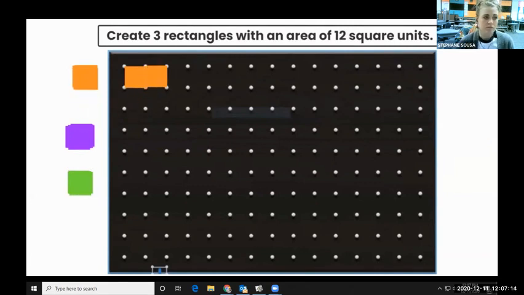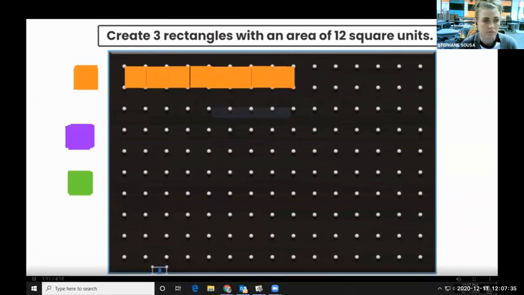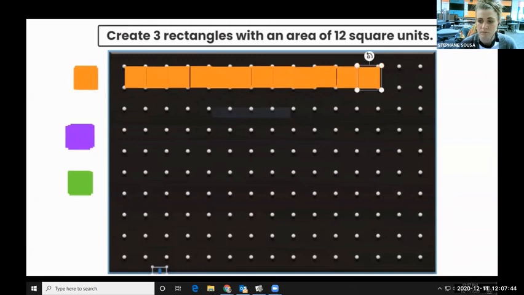I'm going to go ahead and use 12 squares and I'm going to arrange them until I get a rectangle that uses 12 squares. So far I've got 1, 2, I think I'm just going to keep going that way. 3, 4, 5, 6, 7, 8, 9, 10, 11, 12. Wow, look at that.